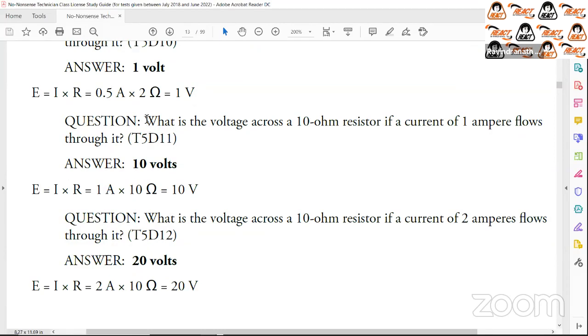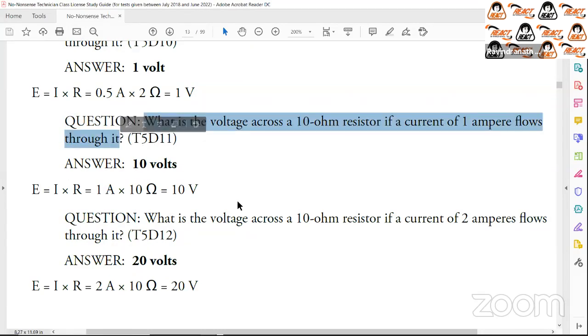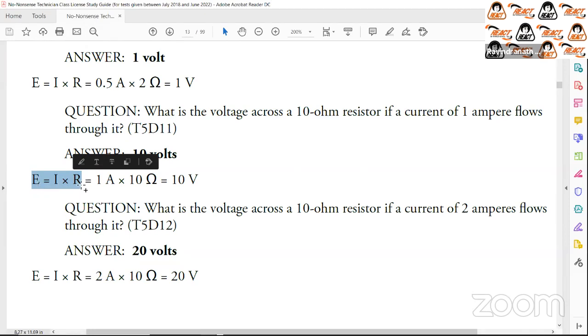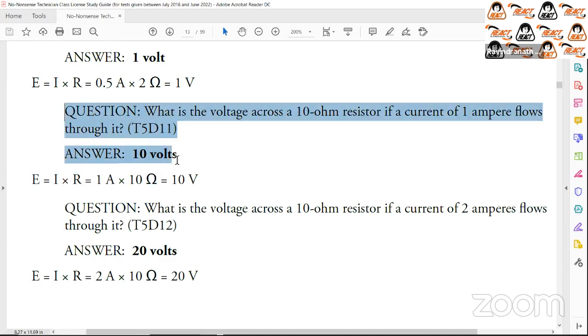So quickly, two other examples of the same type of question. They're asking us here, what is the voltage across a 10 ohm resistor if a current of 1 ampere flows through it? Again, they're asking us what is the voltage. They give us the resistor value. They give us the current flow. All we do is use our trusty formula that we have committed to memory. E is equal to IR. And we plug in I and R. I is 1 amp. R is 10 ohms. We multiply 1 by 10. Presto. 10 volts, which is the answer. All right, so question and answer.